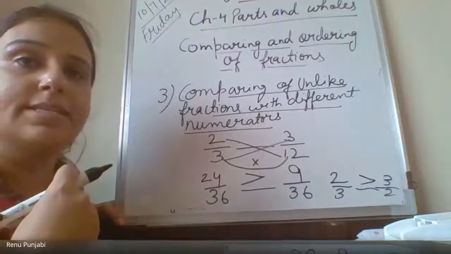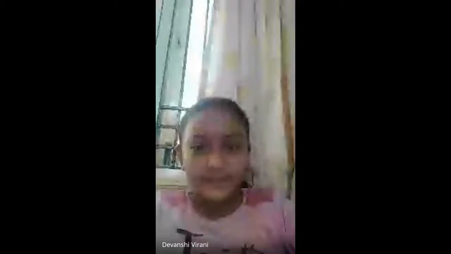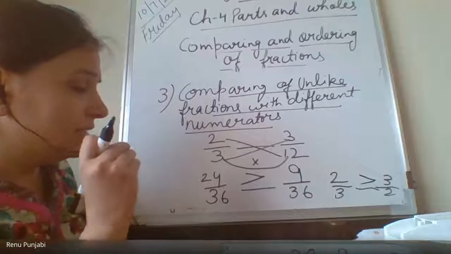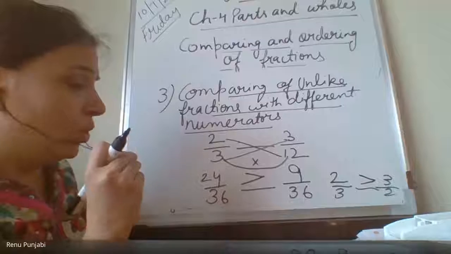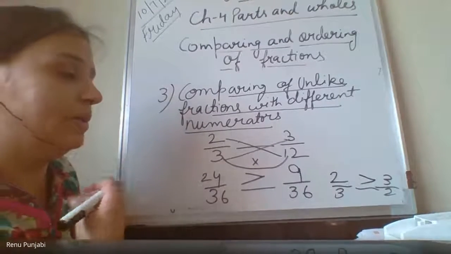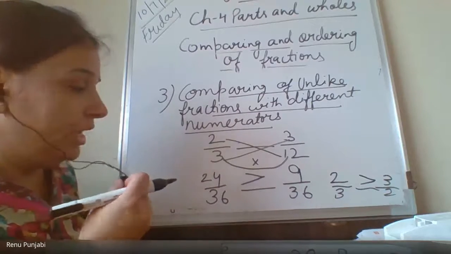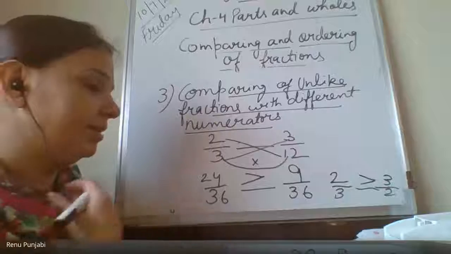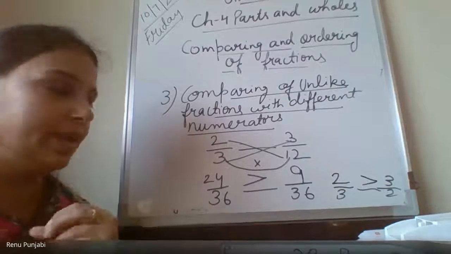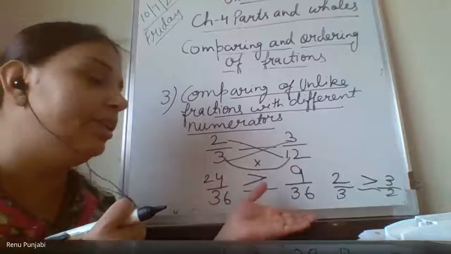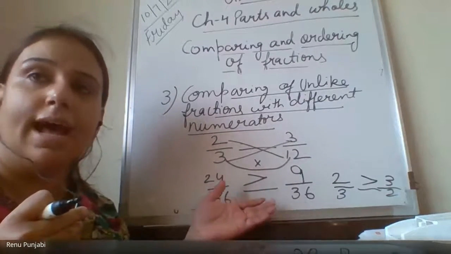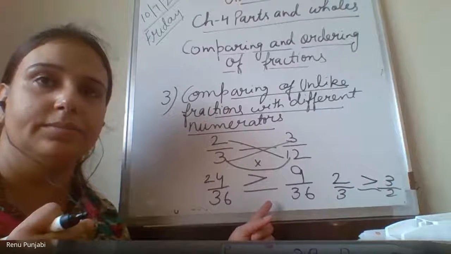Ma'am, it will be 9 by 36. It is 9 upon 36. No, 9 upon 36. Ma'am, how will 9 upon 36 be greater, my dear? We have done the first situation, when we had the denominator the same. In that case, we were comparing from the numerators.